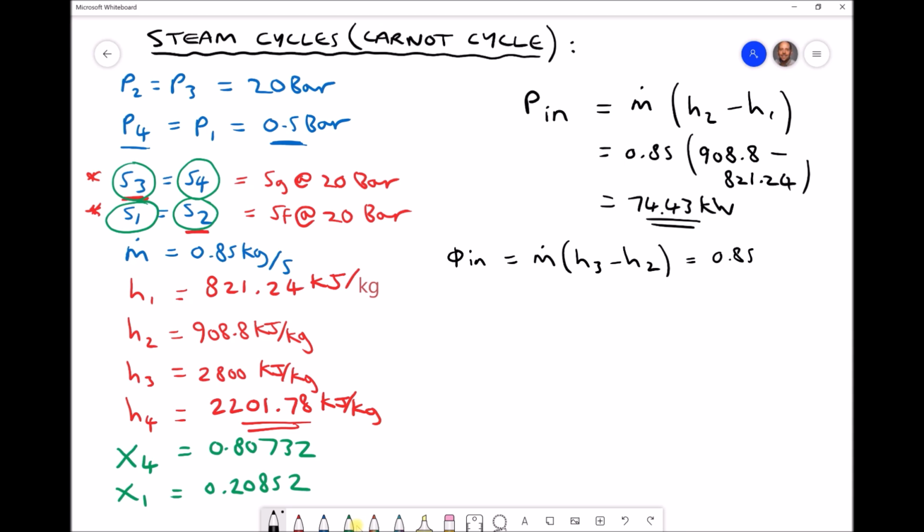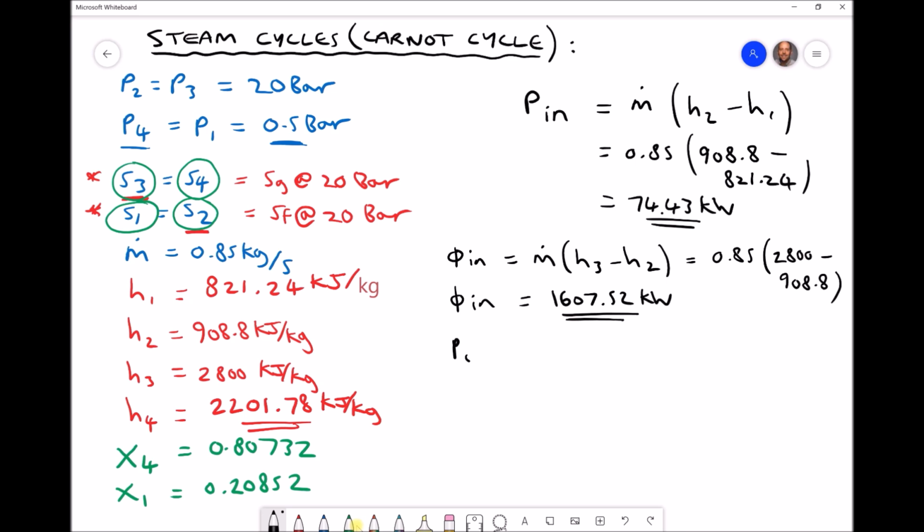Therefore we have 0.85, H3 is 2800, and H2 is 908.8. Giving us a Phi in value equal to 1607.52 kilowatts again. So once we've heated the steam, we expand it in the turbine. And when we expand the steam in the turbine, the steam is doing work on the system or on the turbine to produce power output.